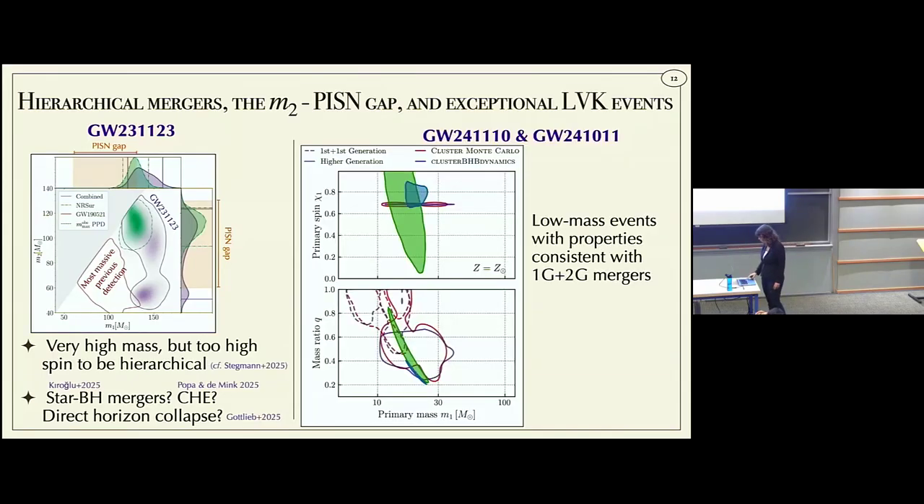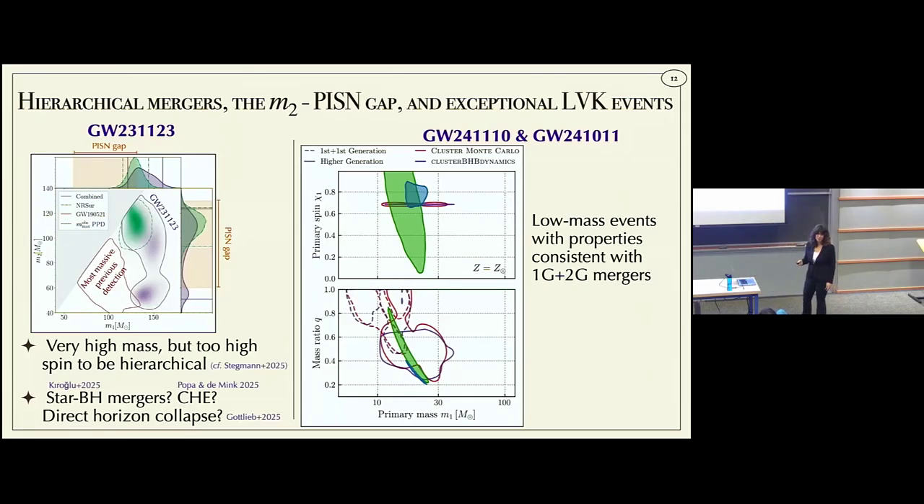On the other hand, we now have these two new gravitational wave detections that are much cleaner detections because they're lower mass, and they have properties very consistent with hierarchical mergers. The spins are bang on at 0.7. The mass ratios are near a half, with 20 solar mass plus 10 solar mass mergers. They're not in the pair instability gap. So these are just three, though, out of over 100 gravitational wave detections made so far.